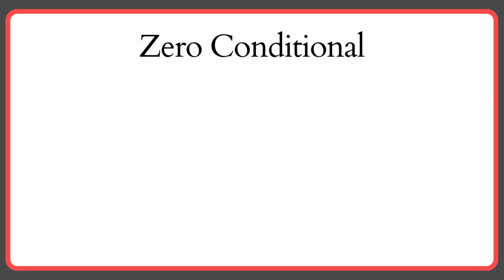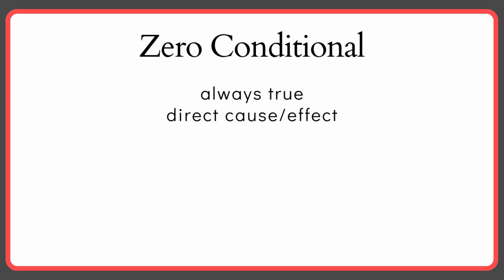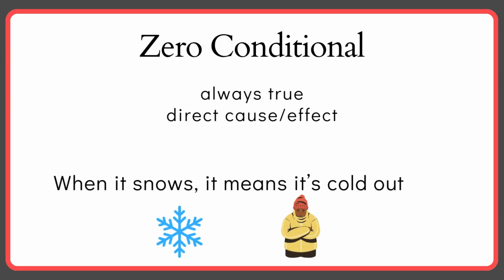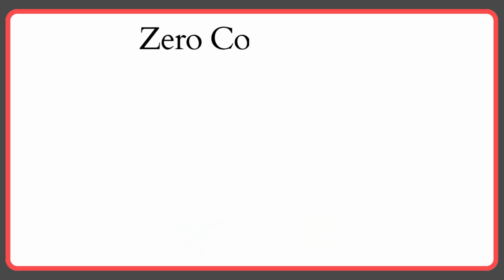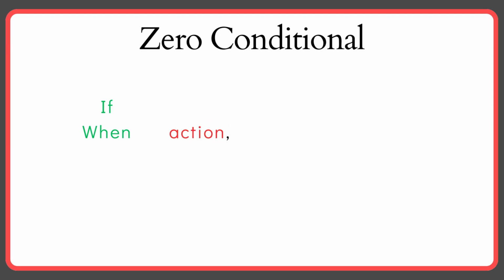Let's move on to the zero conditional. The zero conditional is about things that are always true. It describes direct cause and effect. When it snows, it means it's cold outside. The zero conditional starts with if or when, then states an action, and then a direct result of that action. There is a comma that divides the action and the result.